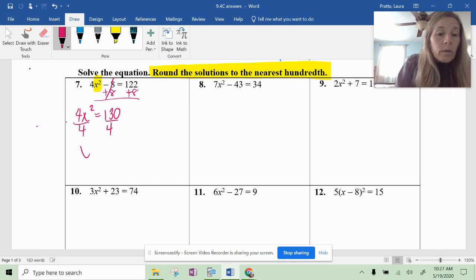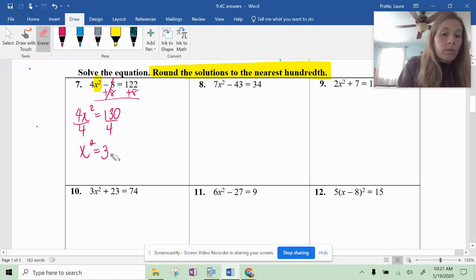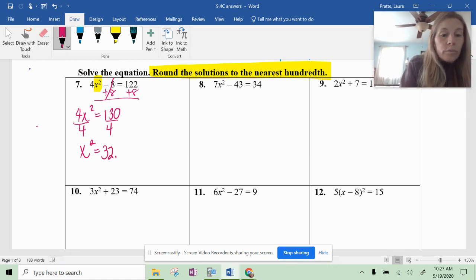Divide that by 4. We get x squared equals, let's see, 4 goes into, I think that is 35. Let me check that. 32.5, my bad. Okay, 32.5. So now we're going to square root the 32.5.